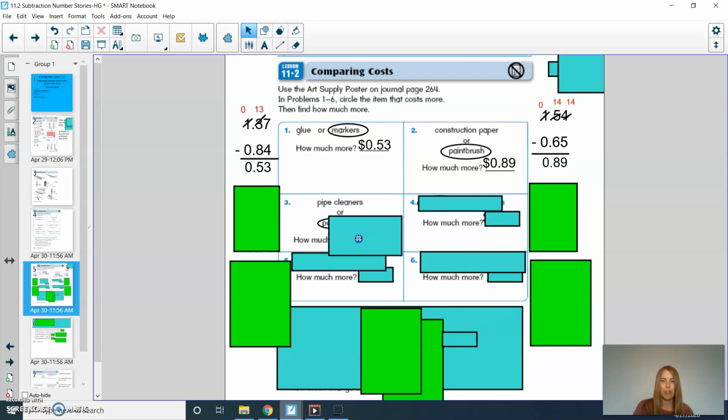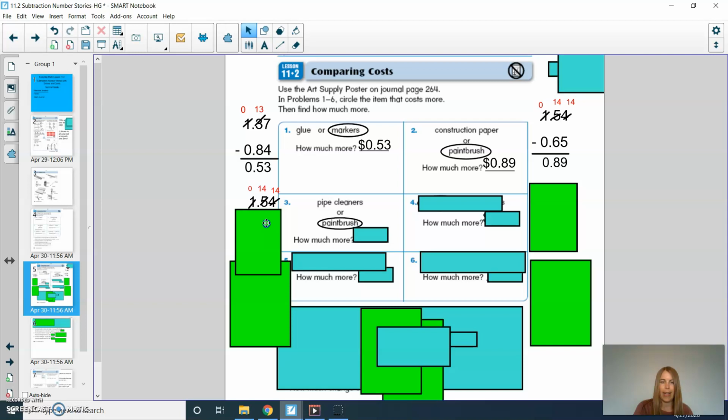For question number 3, we're comparing pipe cleaners and paintbrushes. Again, I looked at my poster on page 264 to find my prices. And I know that I had $1.54 and I had 76 cents. So the paintbrushes were the ones that cost more. Now when I'm subtracting, just like in the earlier problem, I first needed to go next door, and I changed that 5 to a 4, so I can now have 14 instead of 4.